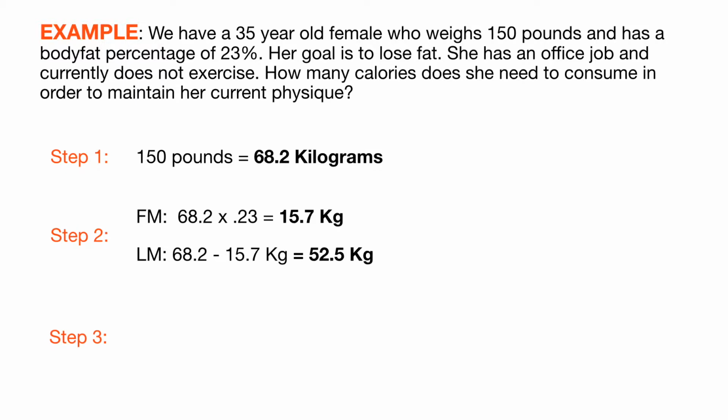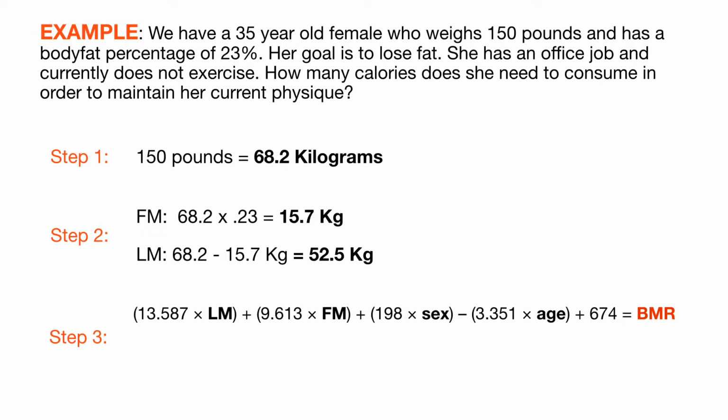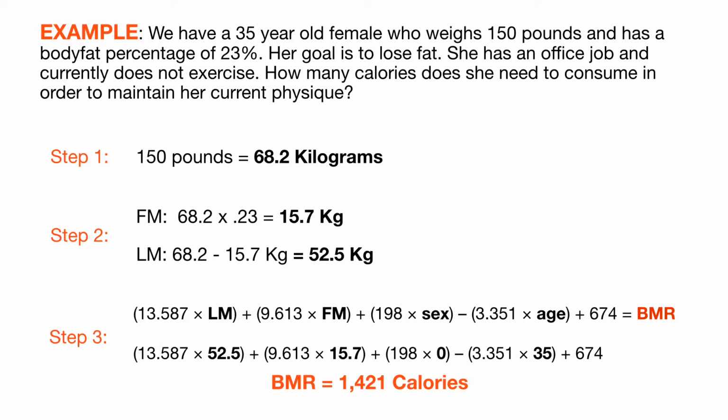So guys, we're going to go back to our Mueller equation, and this is what's going to give us our BMR. If we take in the variables that we just calculated, we take into consideration the sex and our age, that's going to give us 1,421 calories as our BMR.